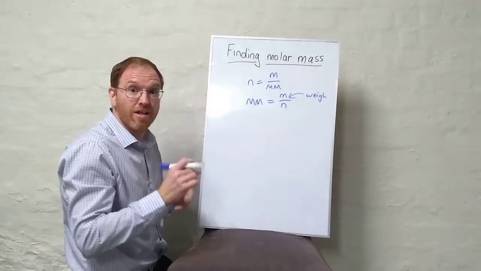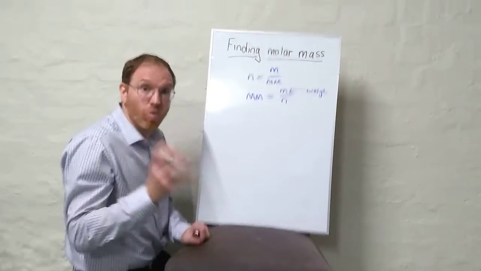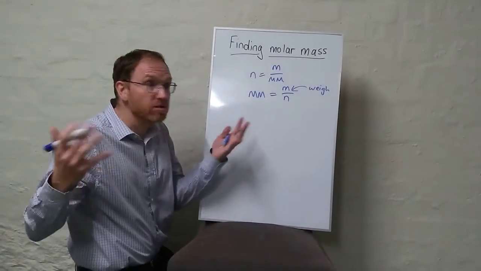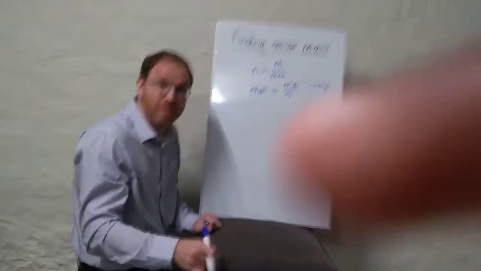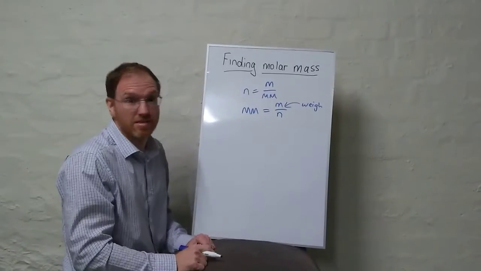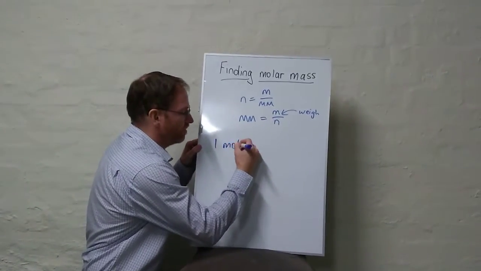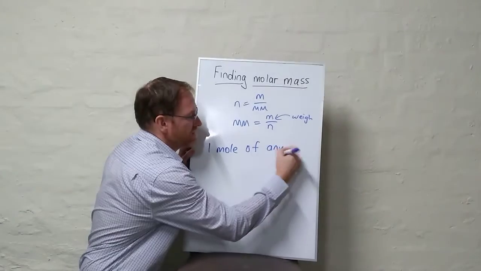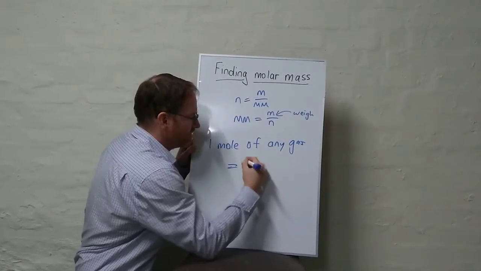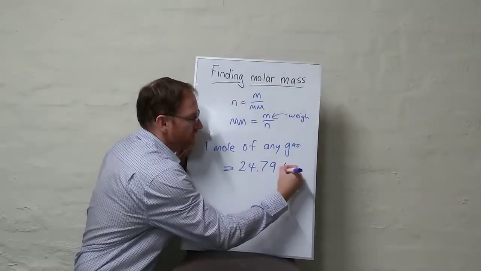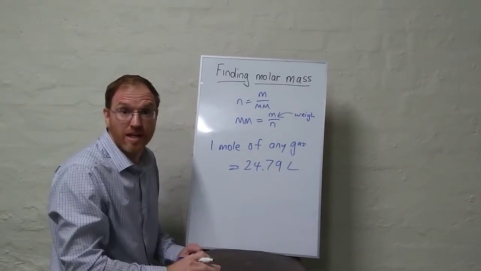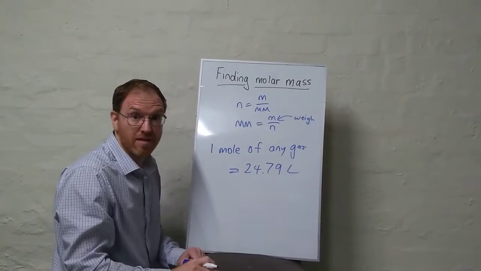It turns out that for gases, 1 mole of a gas at normal temperature and pressure has the same volume no matter what the gas is. 1 mole of any gas is 24.79 litres. And they put that on the data sheet for you. You'll have it in the exams.